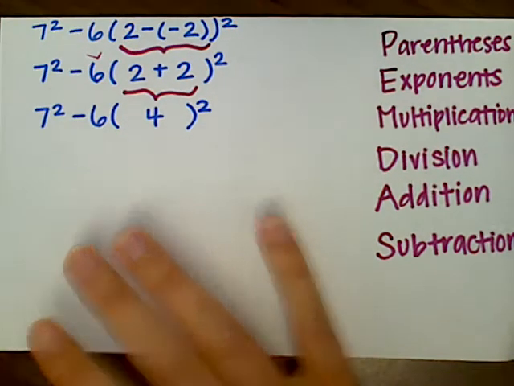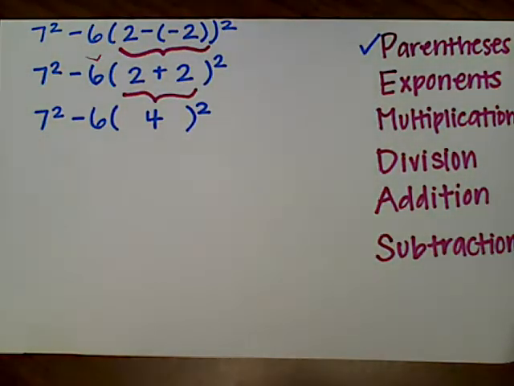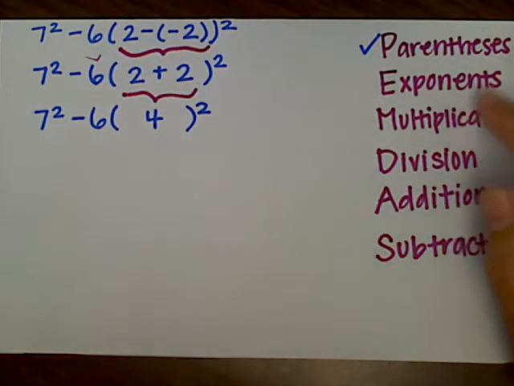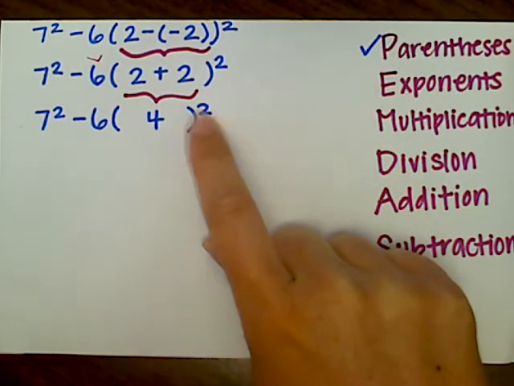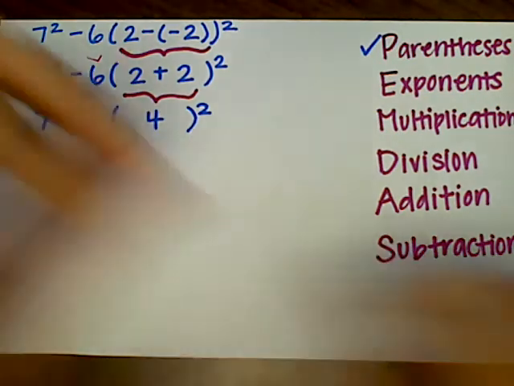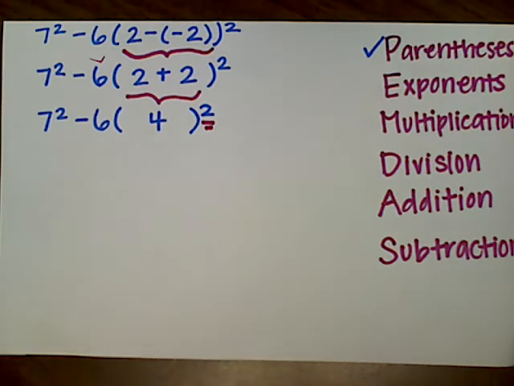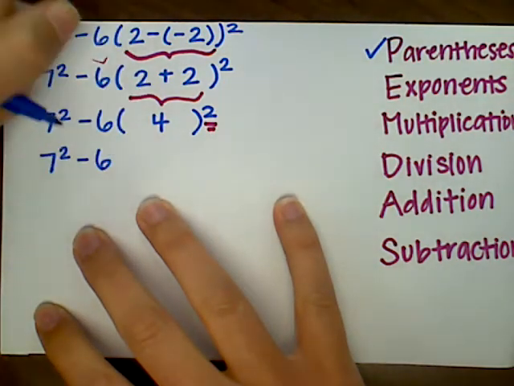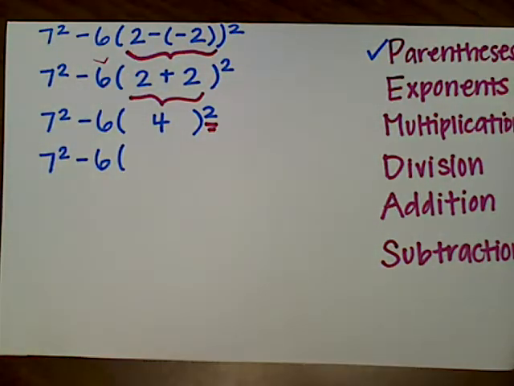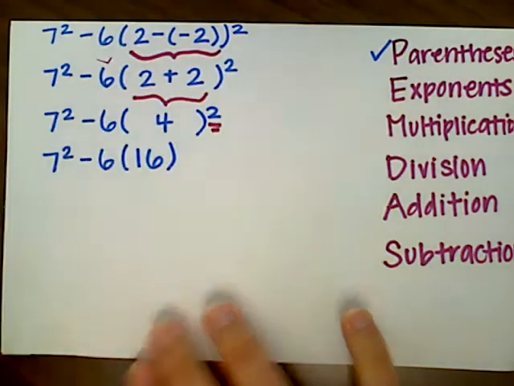So now we've dealt with whatever is inside of our parentheses. I'm going to put a little check mark next to that. Now that we've done parentheses, we need to move to exponents. As you can see, there is an exponent in our expression, so we have to deal with that first. Now we're going to deal with this part, which means I'm going to copy everything else. And what is 4 squared? Well, 4 squared is the same as 4 times 4, and 4 times 4 is 16.